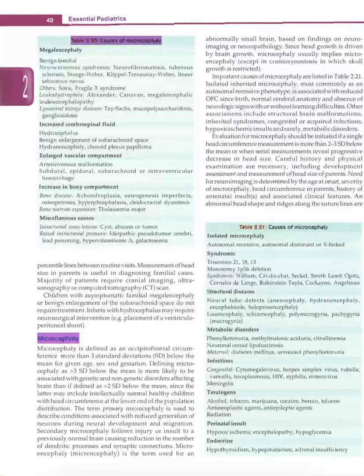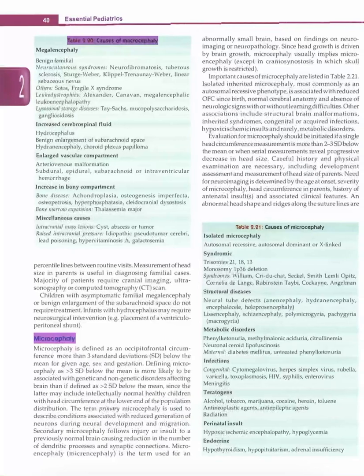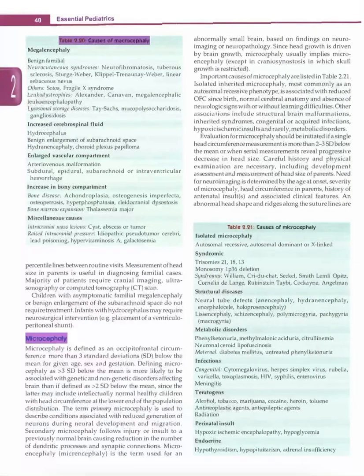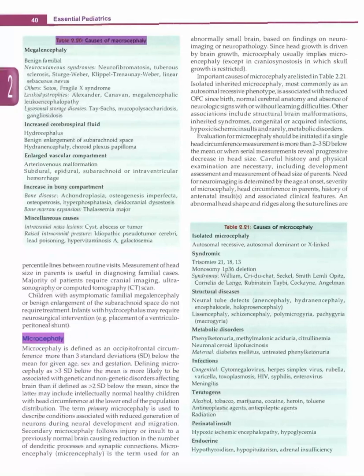The majority of patients require cranial imaging: ultrasonography, USG, and computed tomography, CT scan. Children with asymptomatic familial megalencephaly or benign enlargement of the subarachnoid space do not require treatment. Infants with hydrocephalus may require neurosurgical intervention, placement of a ventriculoperitoneal shunt.